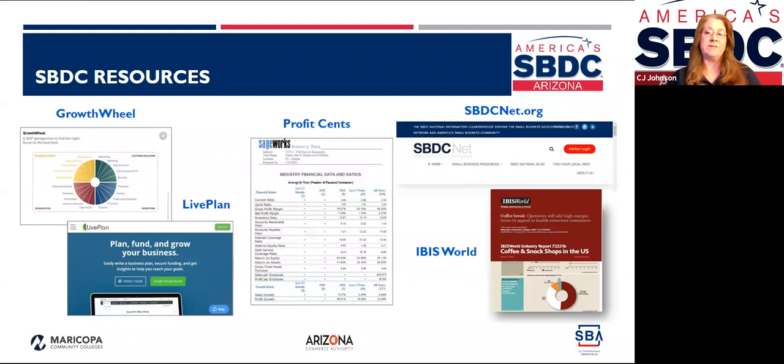ProfitSense is a web-based financial analysis software suite that SBDC advisors use in conjunction with you when you're doing your accounting, converting sets of accounts into customizable reports, explaining the company's financial health relative to the past and to your peers. It also has the ability to provide key metrics for establishing business valuations.